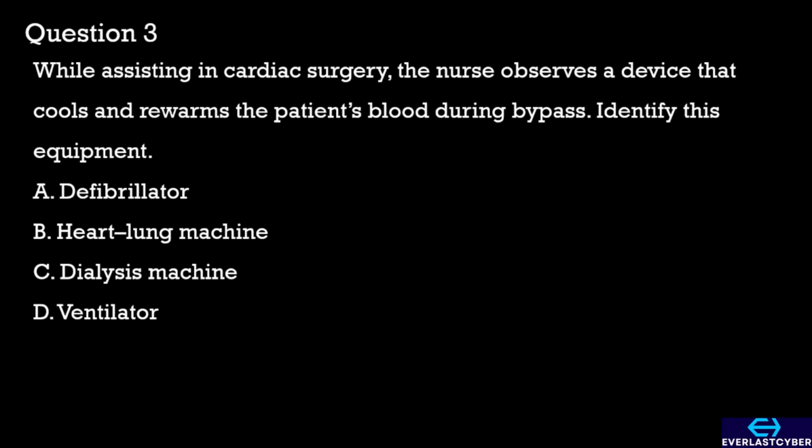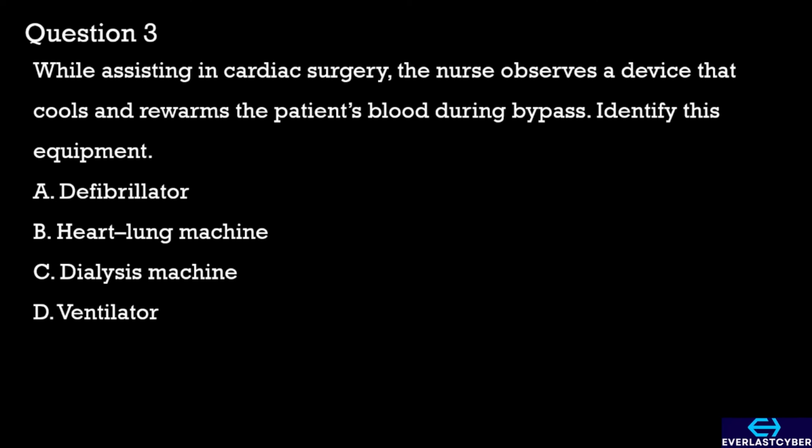A defibrillator delivers electric shocks to restore normal heart rhythm during cardiac arrest. It, however, does not handle blood flow or temperature control. The heart-lung machine temporarily takes over the function of the heart and lungs during cardiac surgery. What it does is that it oxygenates the blood, circulates it through the body, and it can also cool and rewarm the patient's blood in order to protect the organs and manage body temperature during surgery.